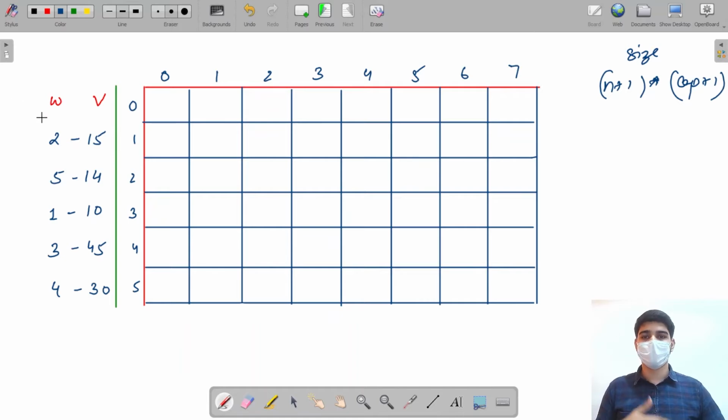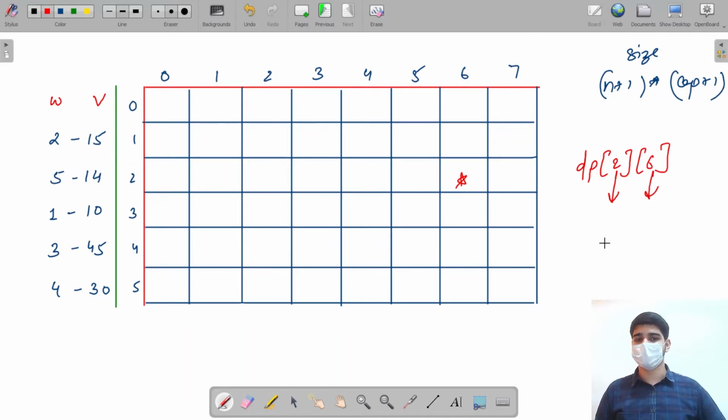So for the test case that we just discussed, where we had 5 different elements and capacity of 7, this is the 2D DP array that we have created, right? Let's look at the meaning of each and every position, right? So what would be the meaning of this point, let's suppose, if I draw this with red, this point. So this is DP of 2, 6. This would mean by using first 2 items, what is the maximum value that I can generate when the capacity is 6? This is what it means, right?